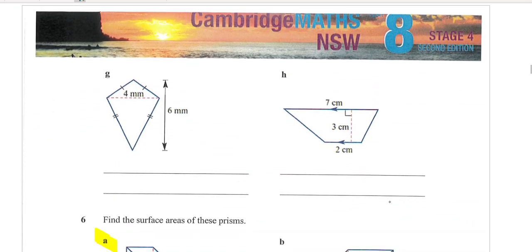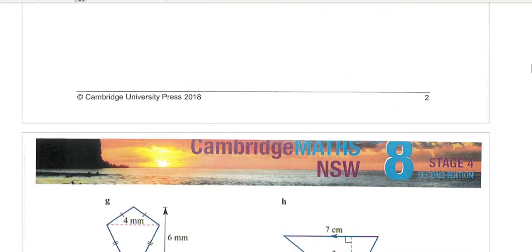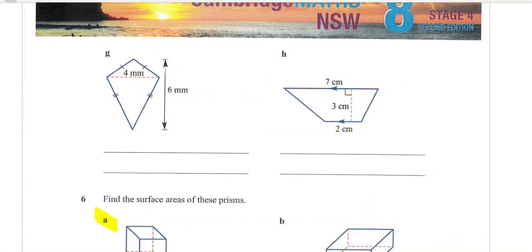All right. Maybe we should just name a few others. What is this shape called? Parallelogram. What's its formula? A equals BH. It's the same as the rectangle. Very good. Next page, what's G? It's a kite, which has the same formula as the rhombus, so it's half XY. What is H? Trapezium. Yes. What's its formula?